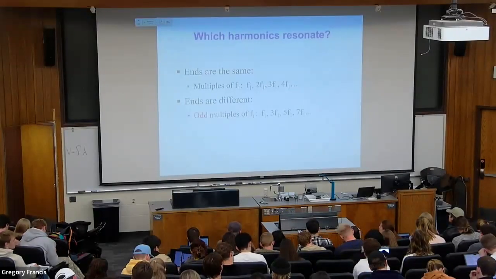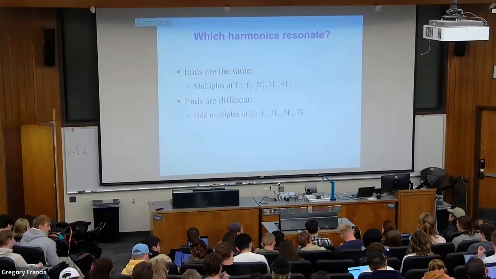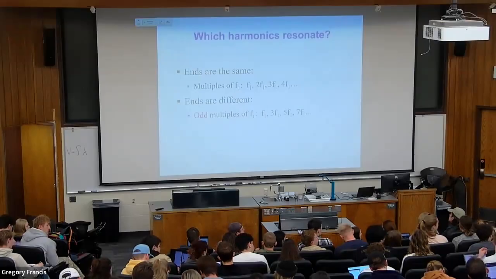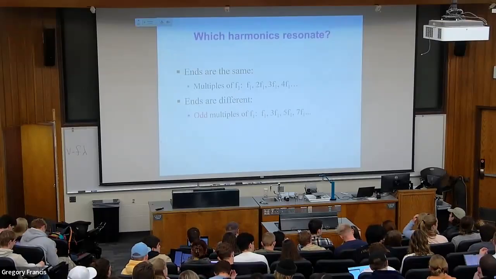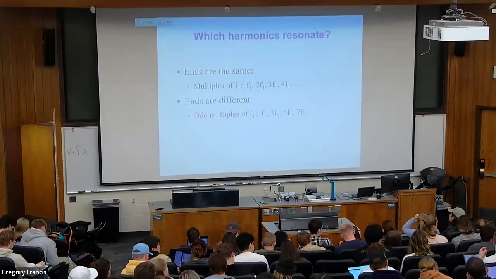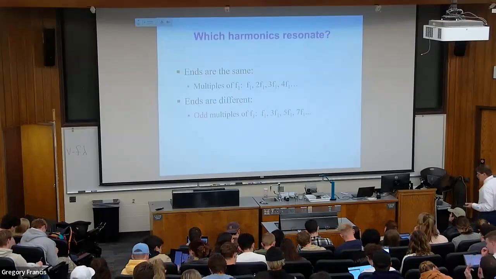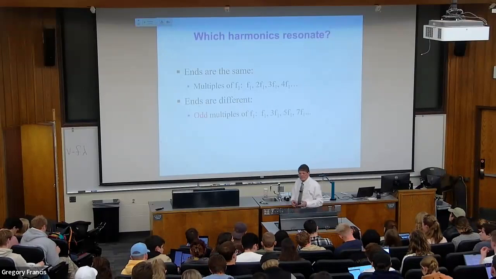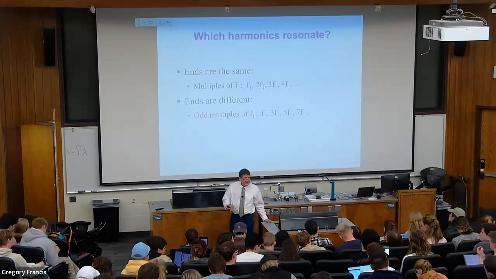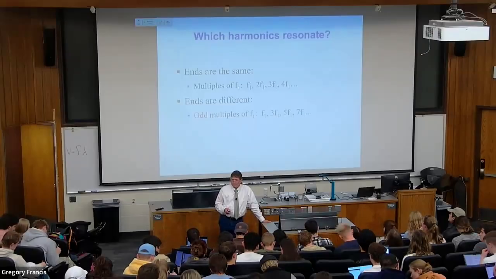Yes, sir. What's the name of the system where you have one node and one antinode? Just ends are different. Yeah. When we talk about organ pipes, we'll find that a closed organ pipe is an example of that. A flute is an example of that. But we'll talk about those longitudinal standing waves on Thursday. Okay.